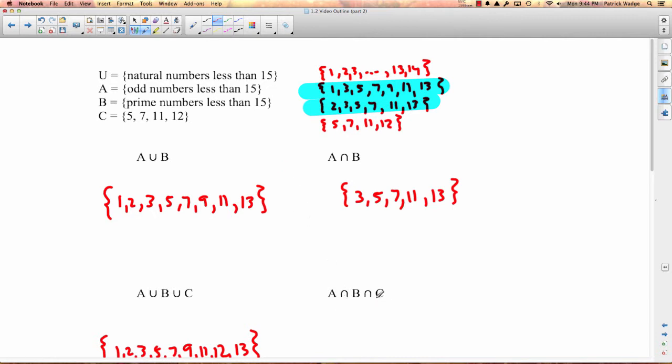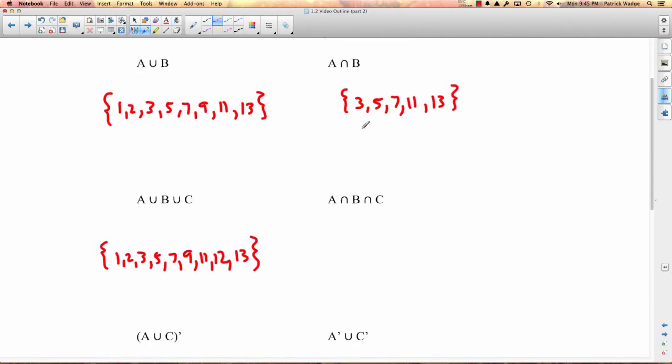If we want the intersection of all three sets, we need to look for numbers that show up in all three of these. So we have 3, 3, but no 3 here. 5, 5, 5 works. 7, 7, 7 works. 11, 11, 11 works. And that's it. So we have 3 elements in this case. They are 5, 7, and 11.